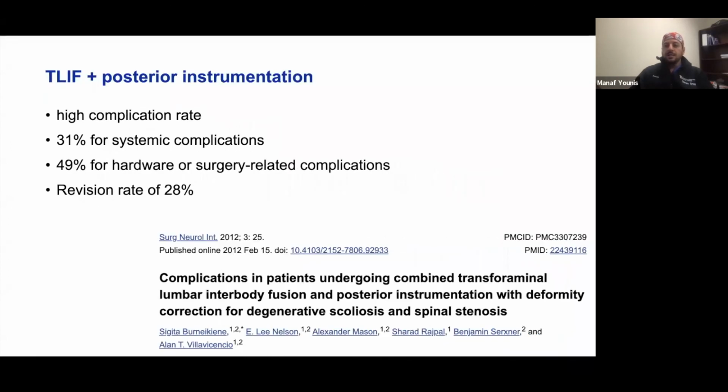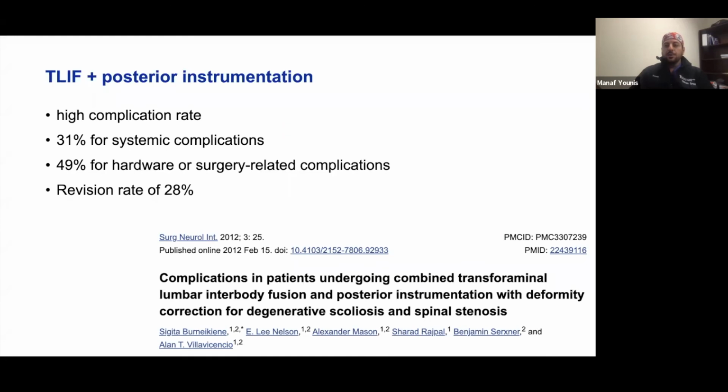Posterior approaches in treating adult lumbar spine deformity have been the mainstay for the surgical treatment for quite some time. These include PLIF and TLIF in conjunction with posterior instrumentation. In this paper, Bernstein et al. suggested that TLIF was an effective treatment for scoliosis, but can be accompanied by a high complication rate.